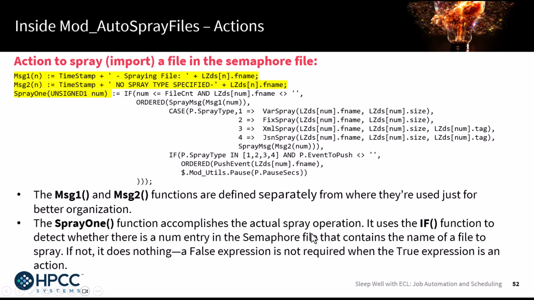The spray one function accomplishes the actual spray operation. There it is on the third line, marked in yellow, passing it a number, which is the type of file that needs to be sprayed. The spray function uses the if function, which we're going to examine a little further in the next slide, to detect whether there is a numeric entry in the semaphore file that contains the name of the file to spray. If not, it simply does nothing. A false expression is not required when a true expression is an action.